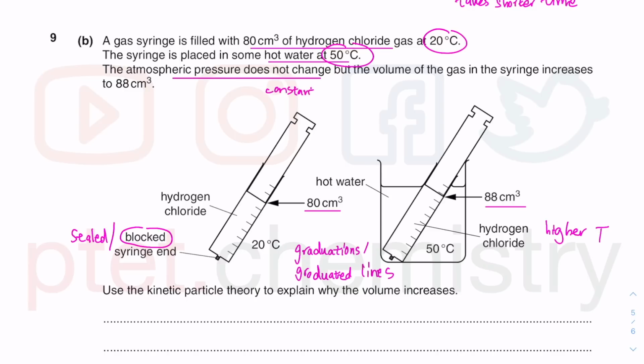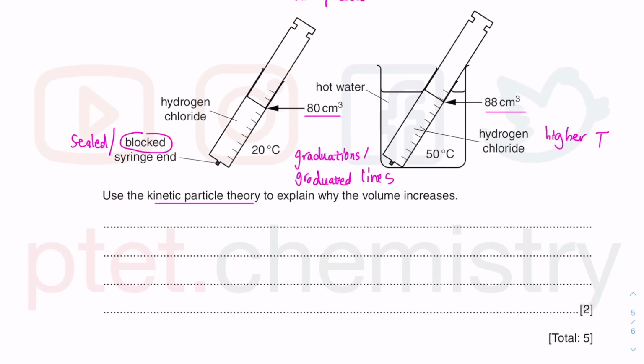This is to do with the laws of gases, but we need to talk about kinetic particle theory. What happened to the particles? Why does the volume increase? For that 2 marks there. So what do we know? At higher temperature, we need to talk about what happened to the particles. Temperature is a measure of the average kinetic energy of the particles. So when temperature increases, the particles, basically the hydrogen chloride particles, will gain more kinetic energy.